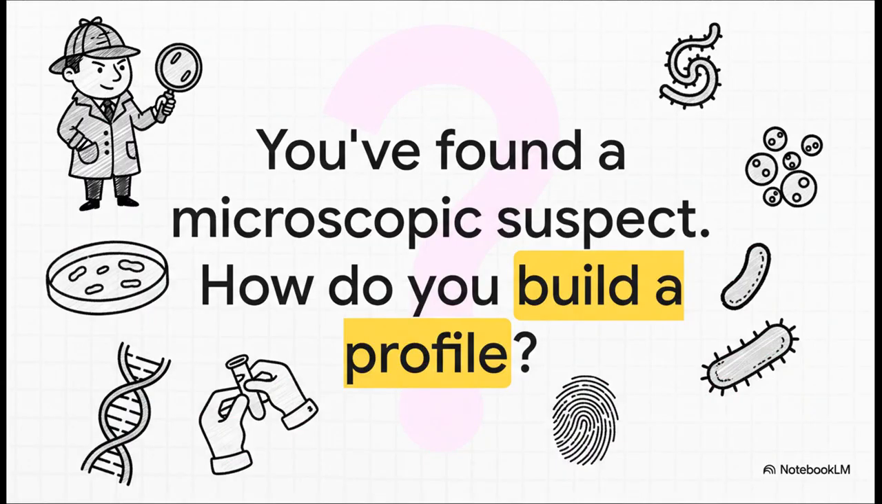Okay, so picture this. You're a microbe detective. You've just arrived at the scene of the crime, an infection, and you've got a sample. Now, inside that sample is your suspect. But here's the catch. It's completely invisible to the naked eye. So where do you even start? How do you build a profile and pin down the perpetrator?